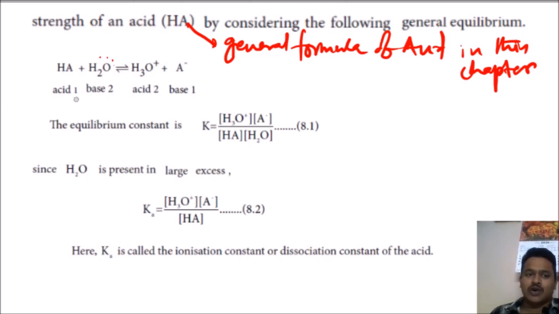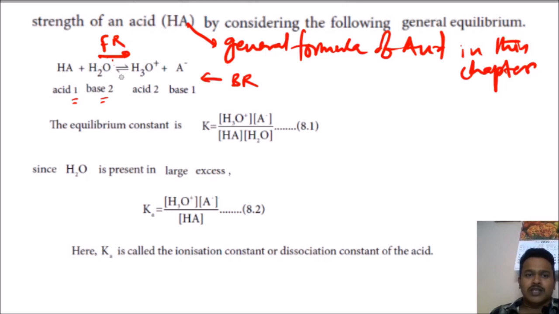Who is donating? HA is donating, so it is acid 1. Who is accepting here? Water is accepting, so it is base 2. This is by the forward reaction; now I am talking only in terms of the forward reaction. Now come to the backward reaction, where H3O plus converts into H2O.